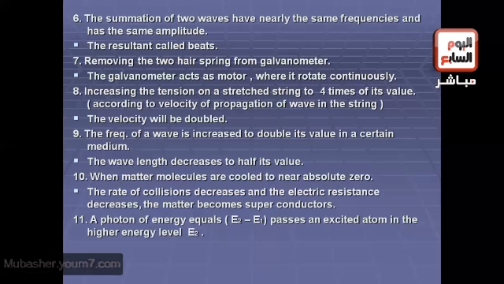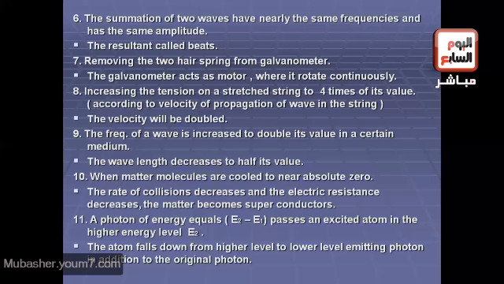Another question, when a photon of energy equal to E2 minus E1 passes an excited atom in the higher energy level E2, this atom will fall down before its lifetime and emit another photon along with the original one. This is what we call stimulated emission. That's right. The atom falls from the higher level to the lower level, emitting a photon in addition to the original photon. Very good. Another question.